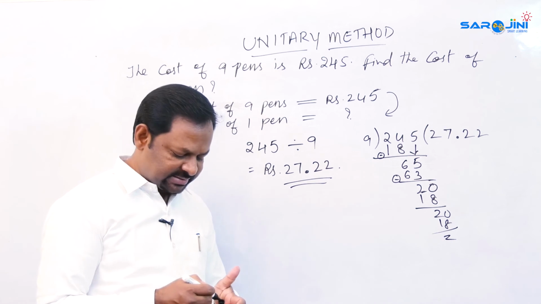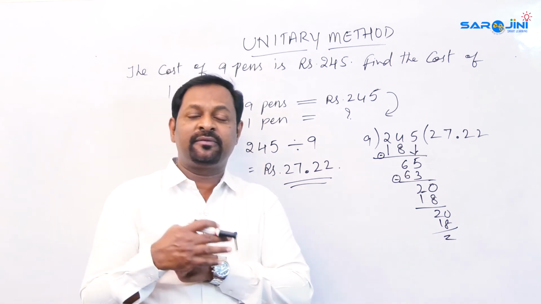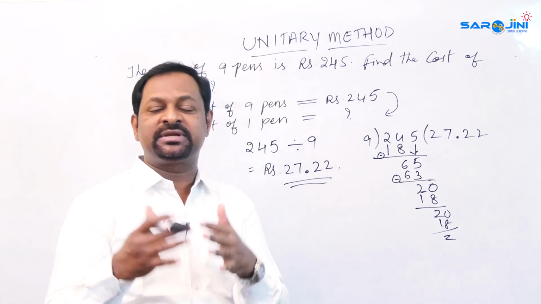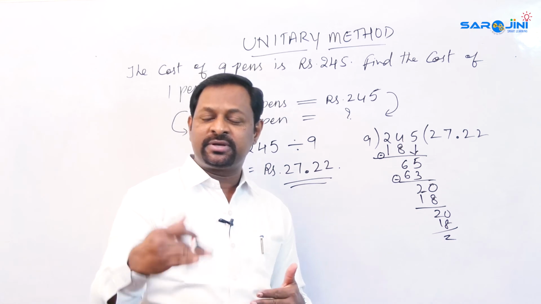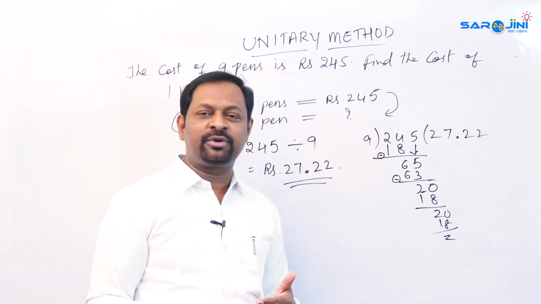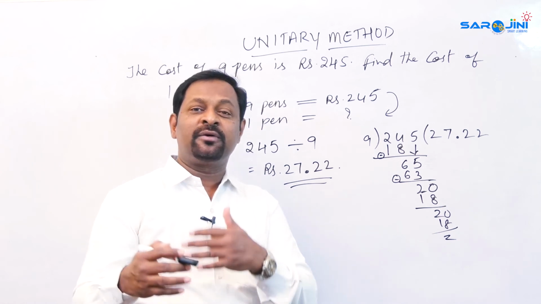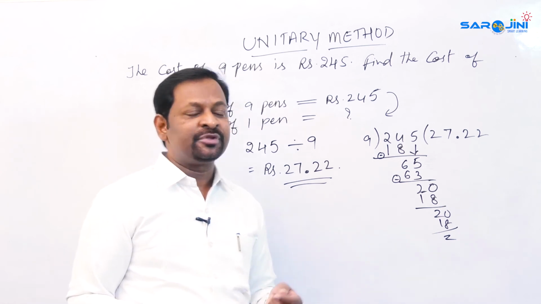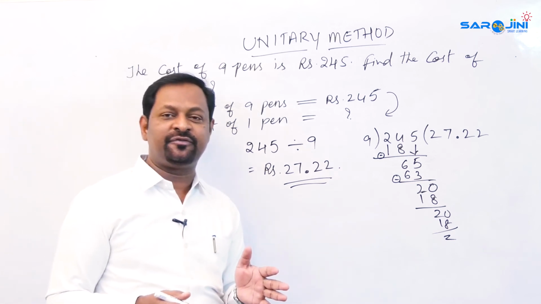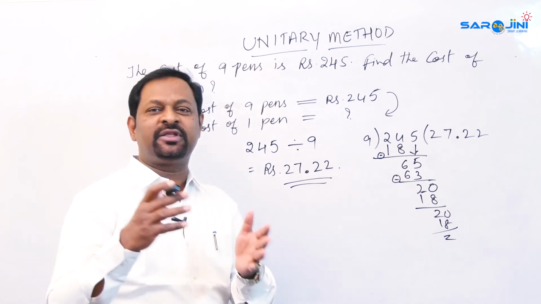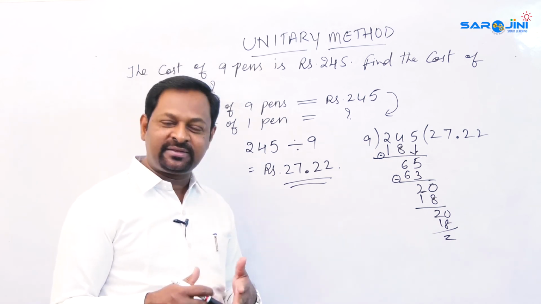So in this chapter, what we are learning is, when the value for a number of quantities is given, how to find out the value for 1. Okay, so in the next episodes, we'll see, if the value of 1 is given, how to find out the value for more quantities. Okay, so this is simply a division problem. Here many students get confused about whether to divide or multiply, and when to divide, when to multiply. We are here to help you.